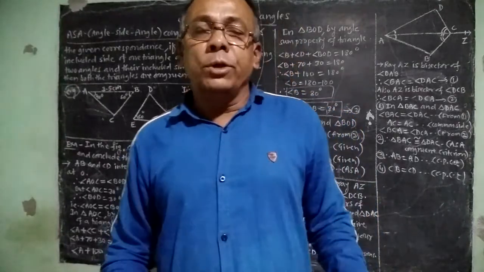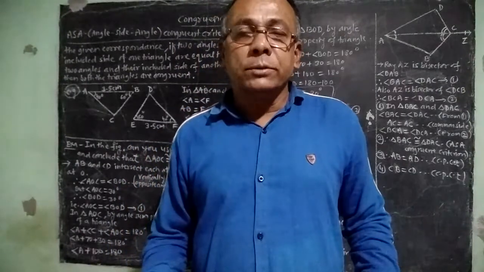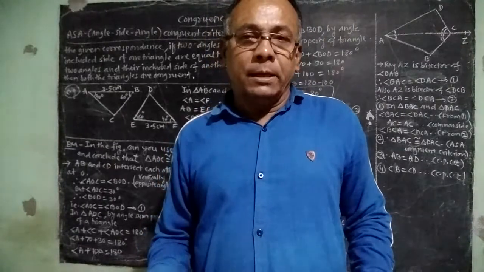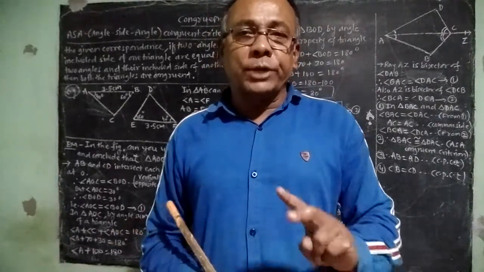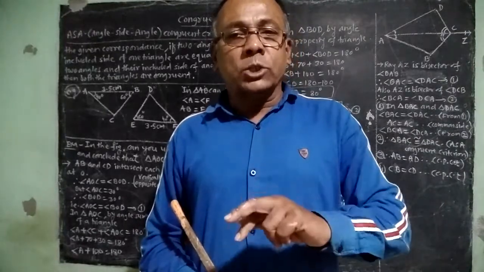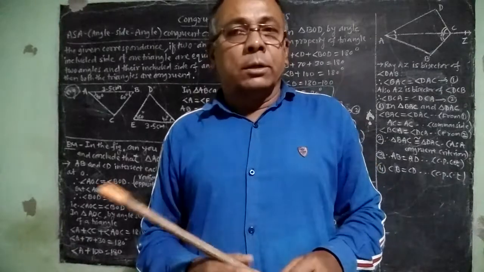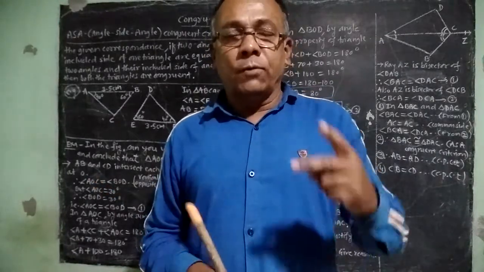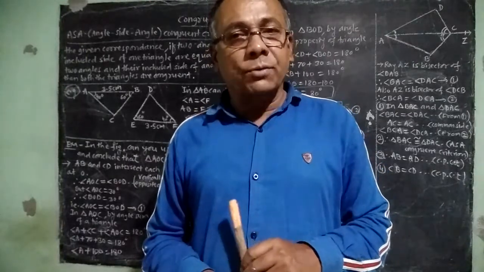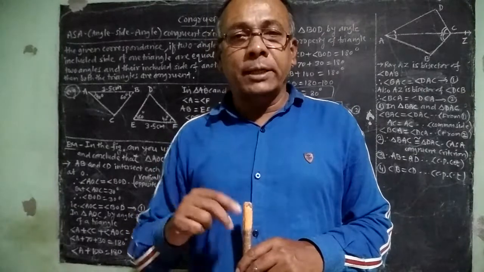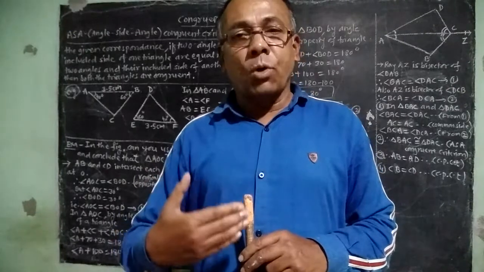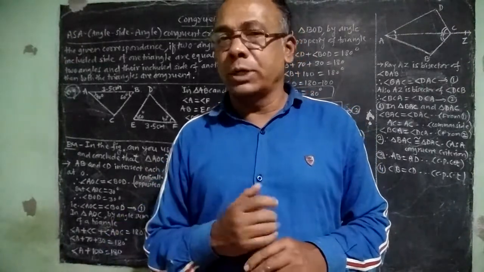Last time we studied the SAS congruence criteria. That is, if two sides and their included angle of one triangle are equal to the corresponding two sides and their included angle of the other triangle, then both the triangles are congruent according to SAS congruence criteria.